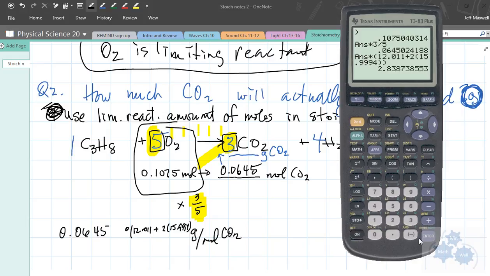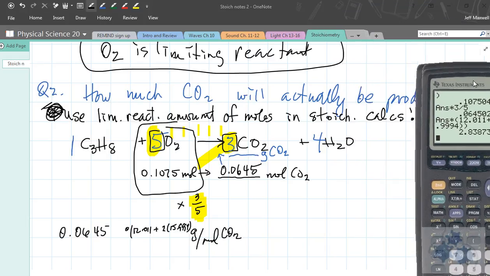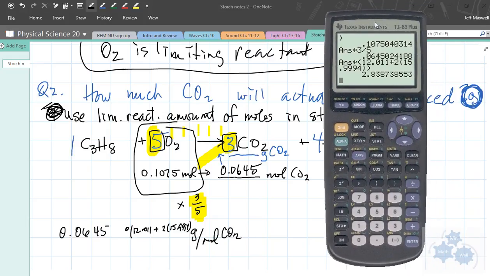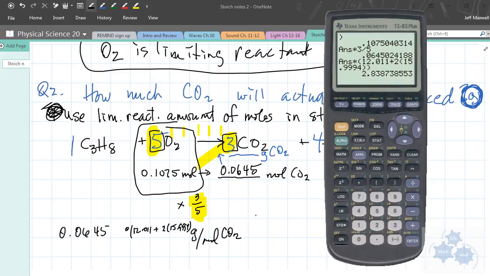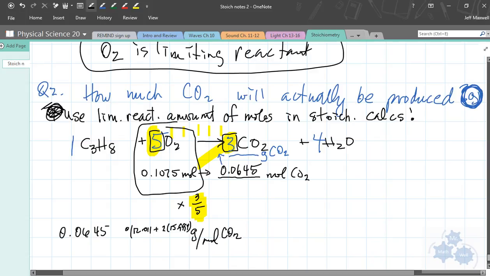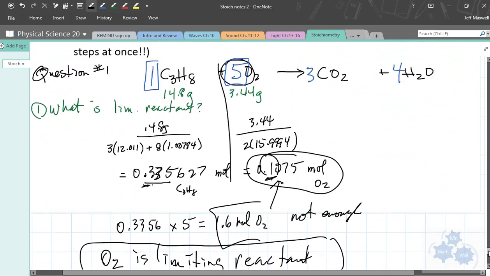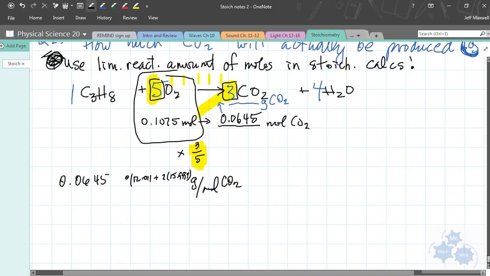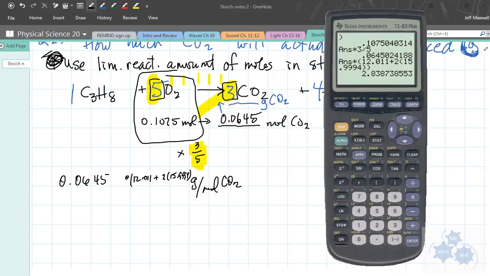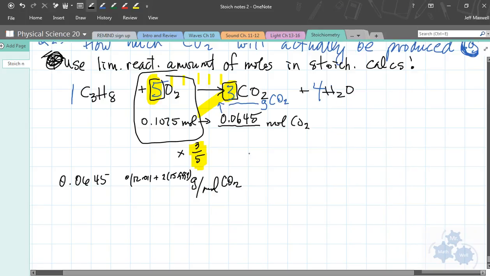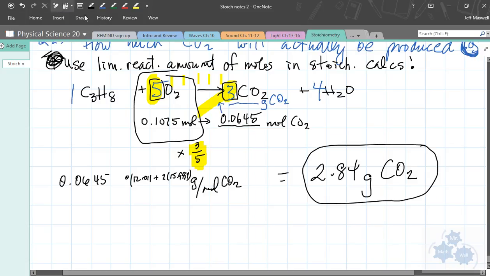And do you get 2.83? So 2.83, if we were dealing with significant figures, if we look back to our sig figs, we're given 3 sig figs in the original question, so let's go to 3. So that would be 2.84 grams. Grams of CO2. Make sure you circle your answer, please. And that's what the question would look like.